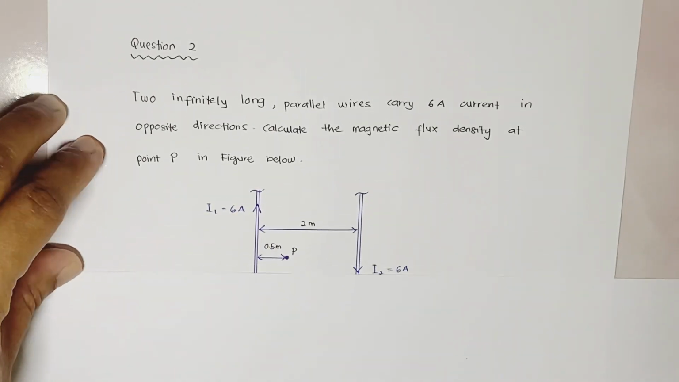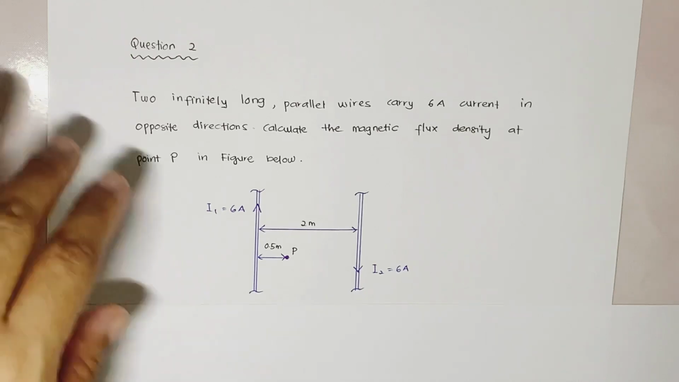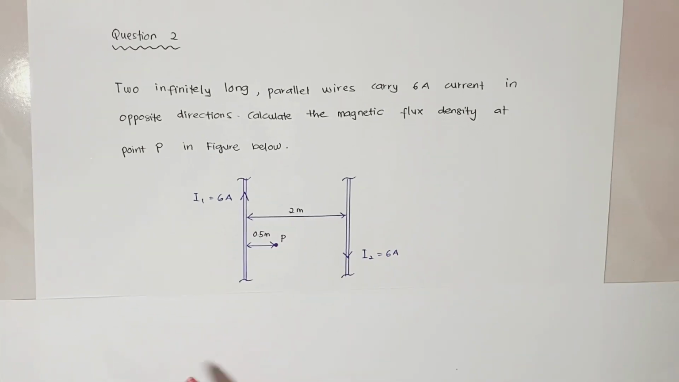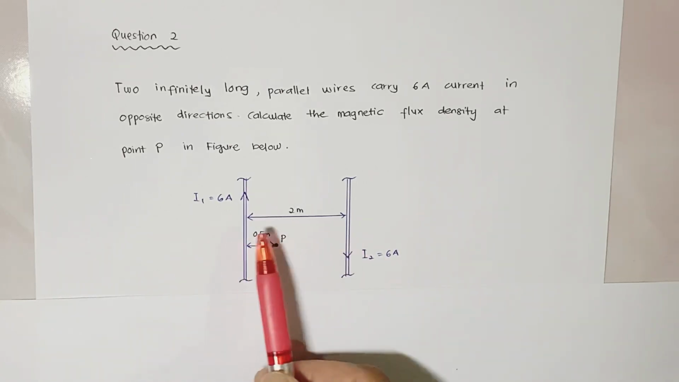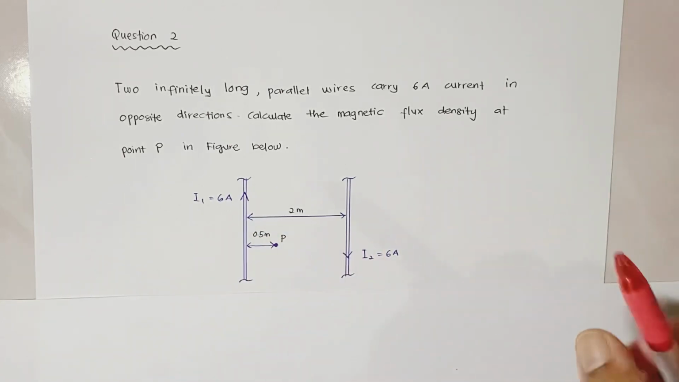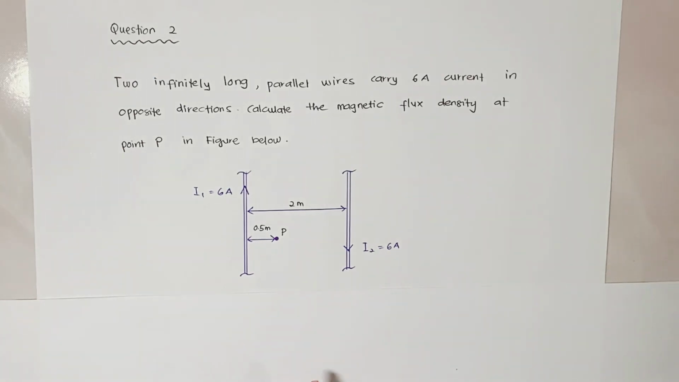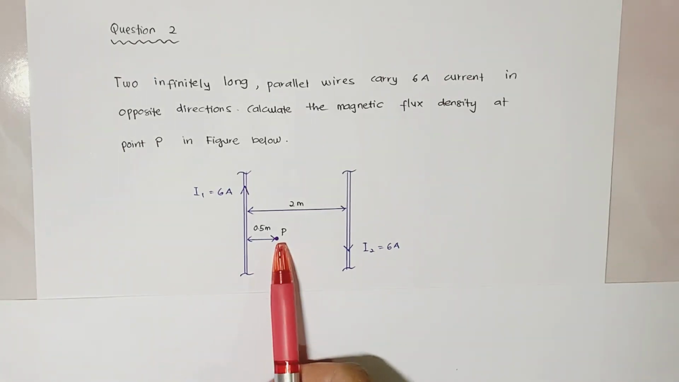So we have 2 conductors. The first conductor carries 6 ampere current in the upward direction, while the second conductor carries 6 ampere current in the opposite direction. The distance between these 2 conductors is 2 meter, and point P is located here, and you need to find the magnetic flux density at point P.